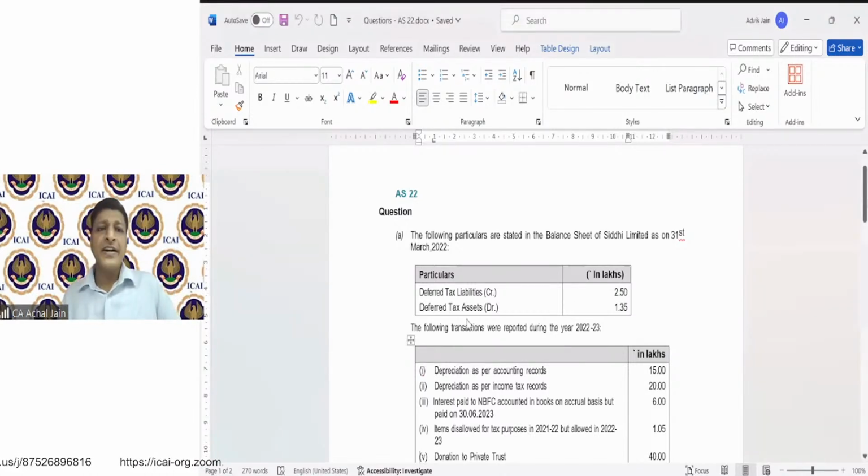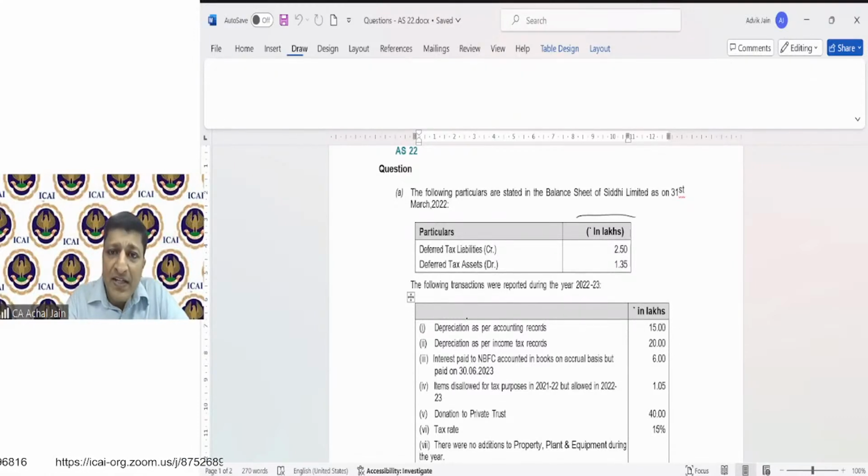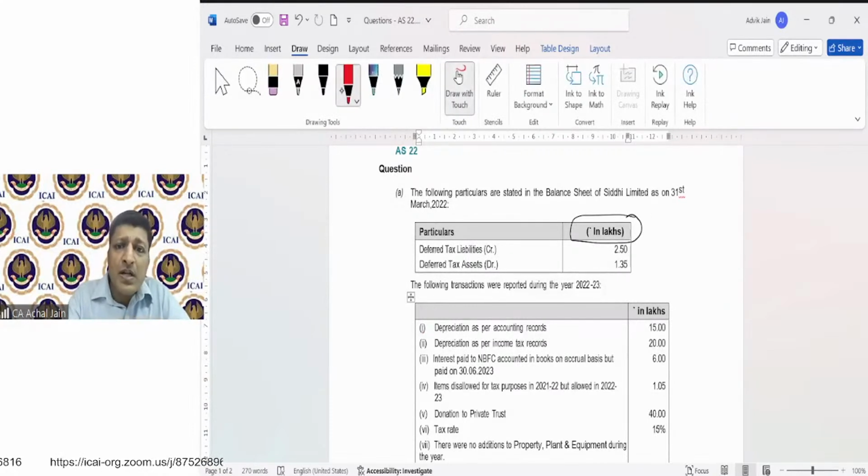So please start reading this question and start solving this on your own. I'll also be solving this, but I would suggest that you solve this and answer this once you are done. So following particulars are stated in the balance sheet of Siddhi Limited as on 31st March 2022. So DTL and DTA. These are the 2 line items appearing in the balance sheet. The numbers are rupees in lakhs.